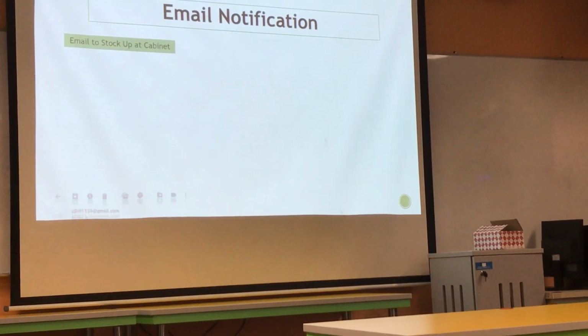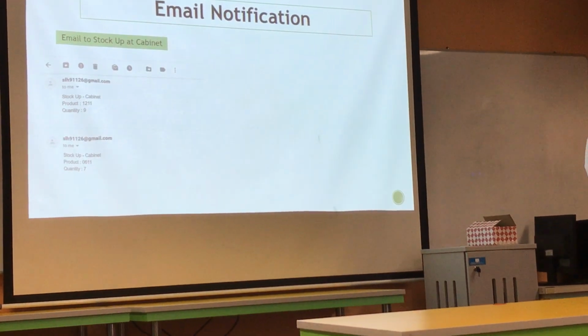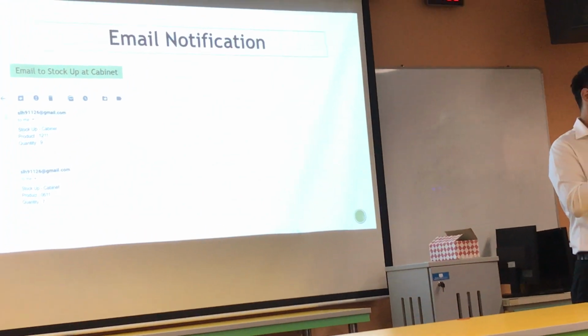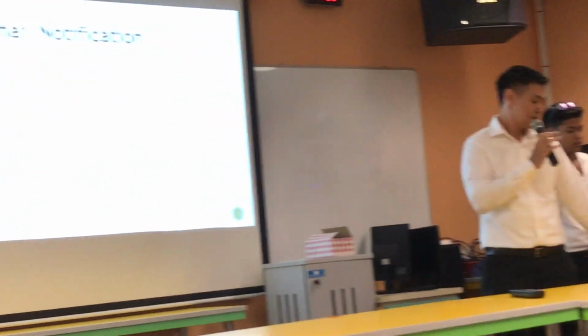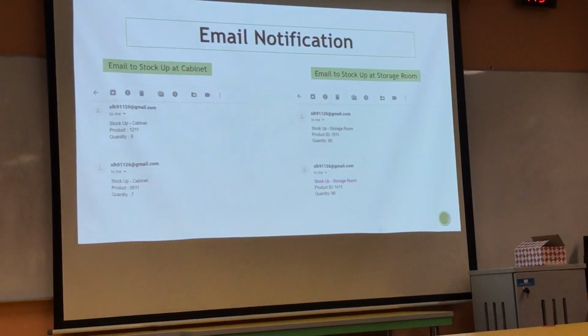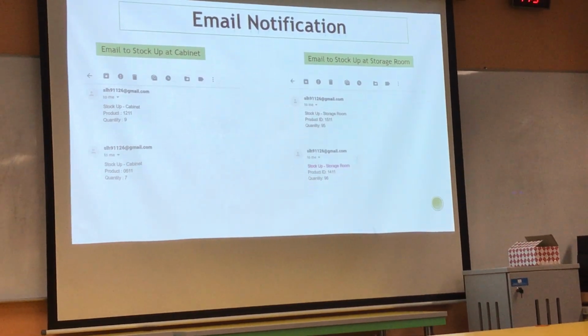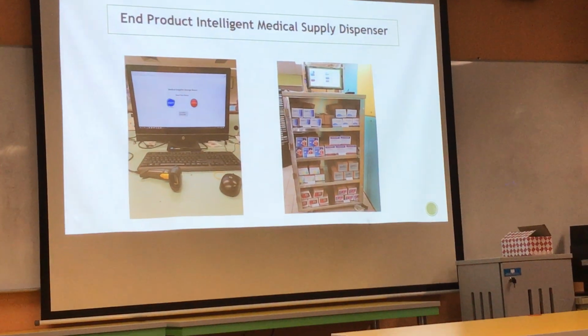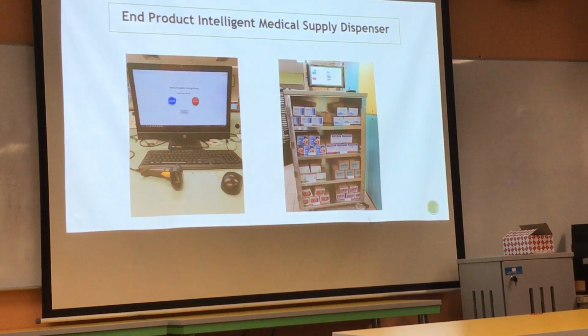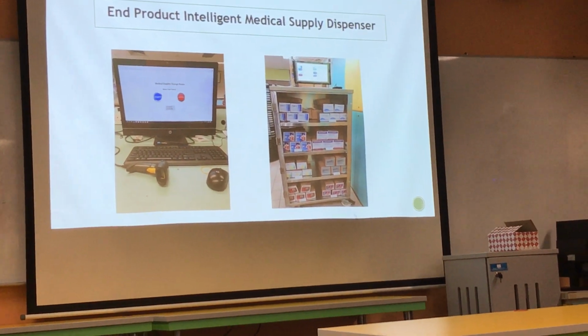And this is the email notification at the cabinet. From the cabinet, it shows the stock up, the location at the cabinet, the product ID, and the stock up quantity. And this is from the storage room. The difference is only the location in the storage room. So this is the end product of the medical supplies dispenser. The cabinet will be movable outside the ward.